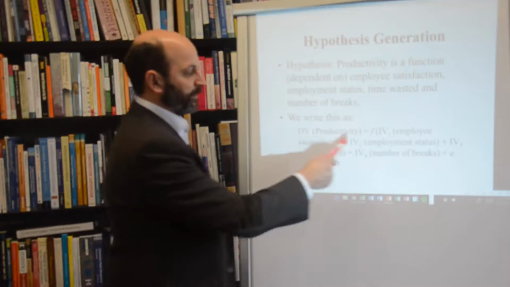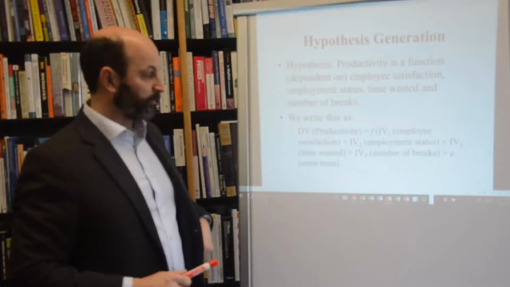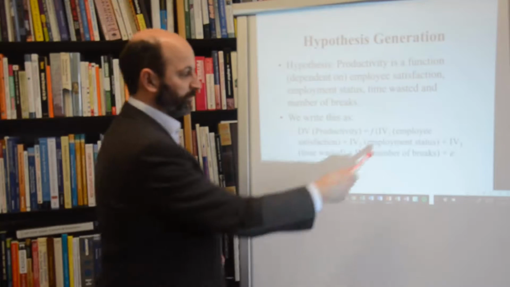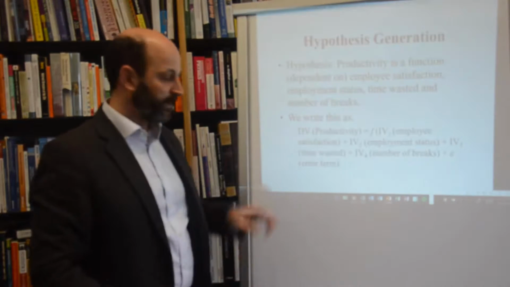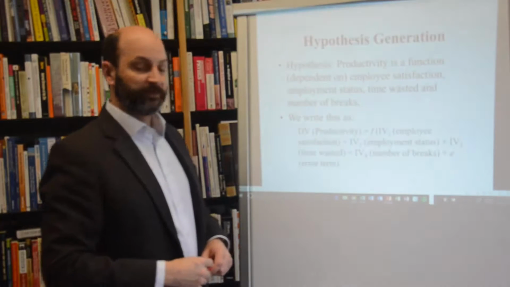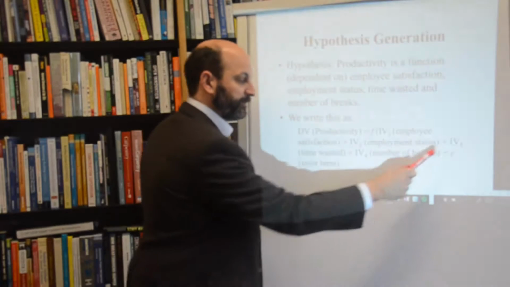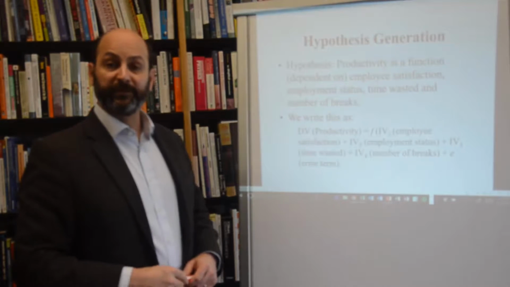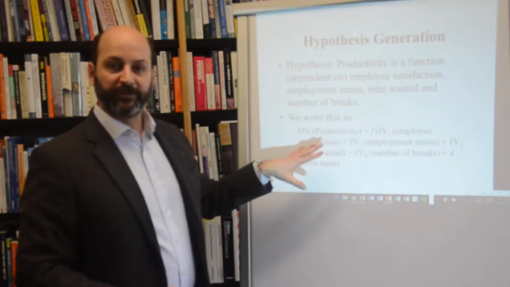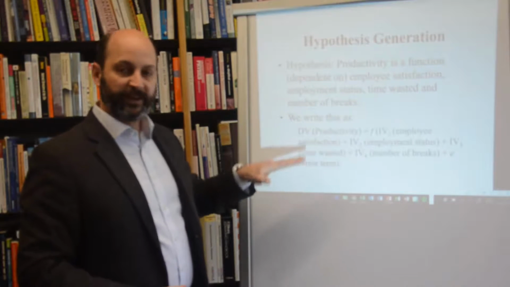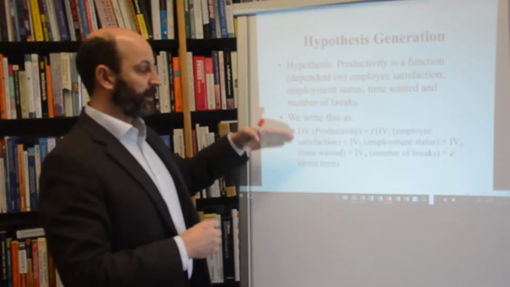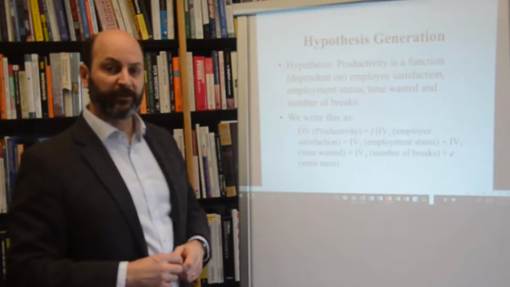Okay? It's a function of the independent variable number 1, which is employee satisfaction, plus independent variable number 2, which is employment status, plus independent variable 3, which represents time wasted, plus independent variable 4, which is number of breaks, plus, and I mentioned this before, we have an error term typically in all of our functions, right? This is meant to account for the fact that there is a level of error in each one of these that we know is inherent in the process, and it becomes part of our hypothesis and our mathematical equation.